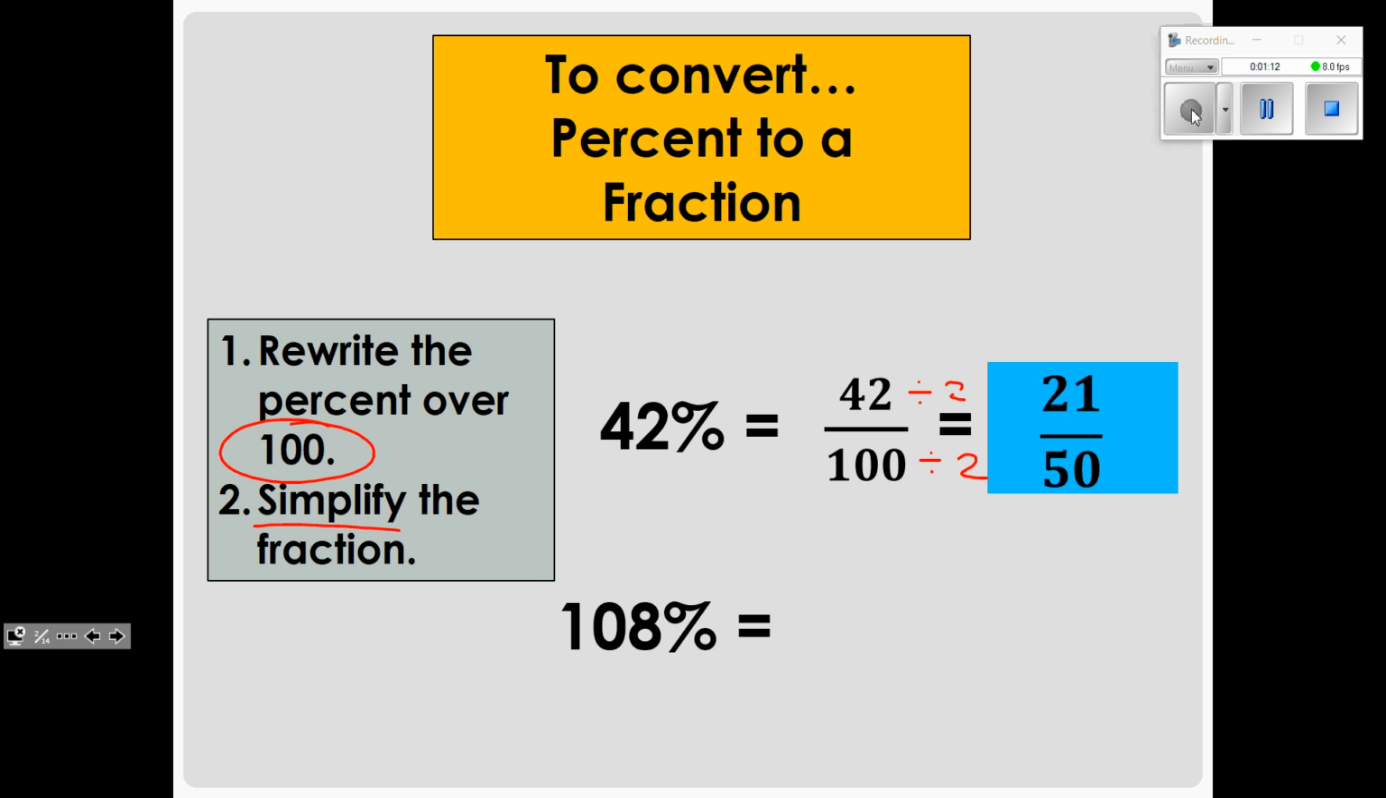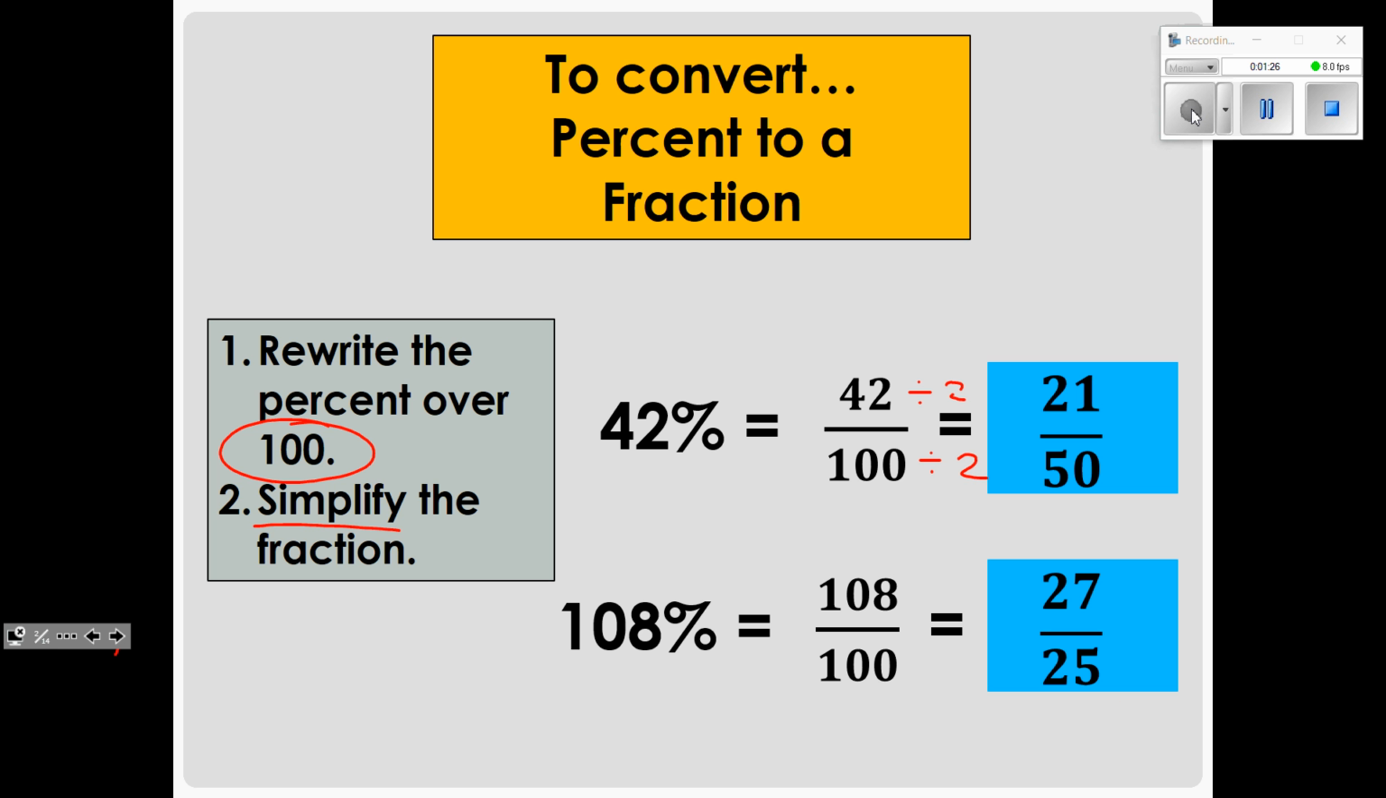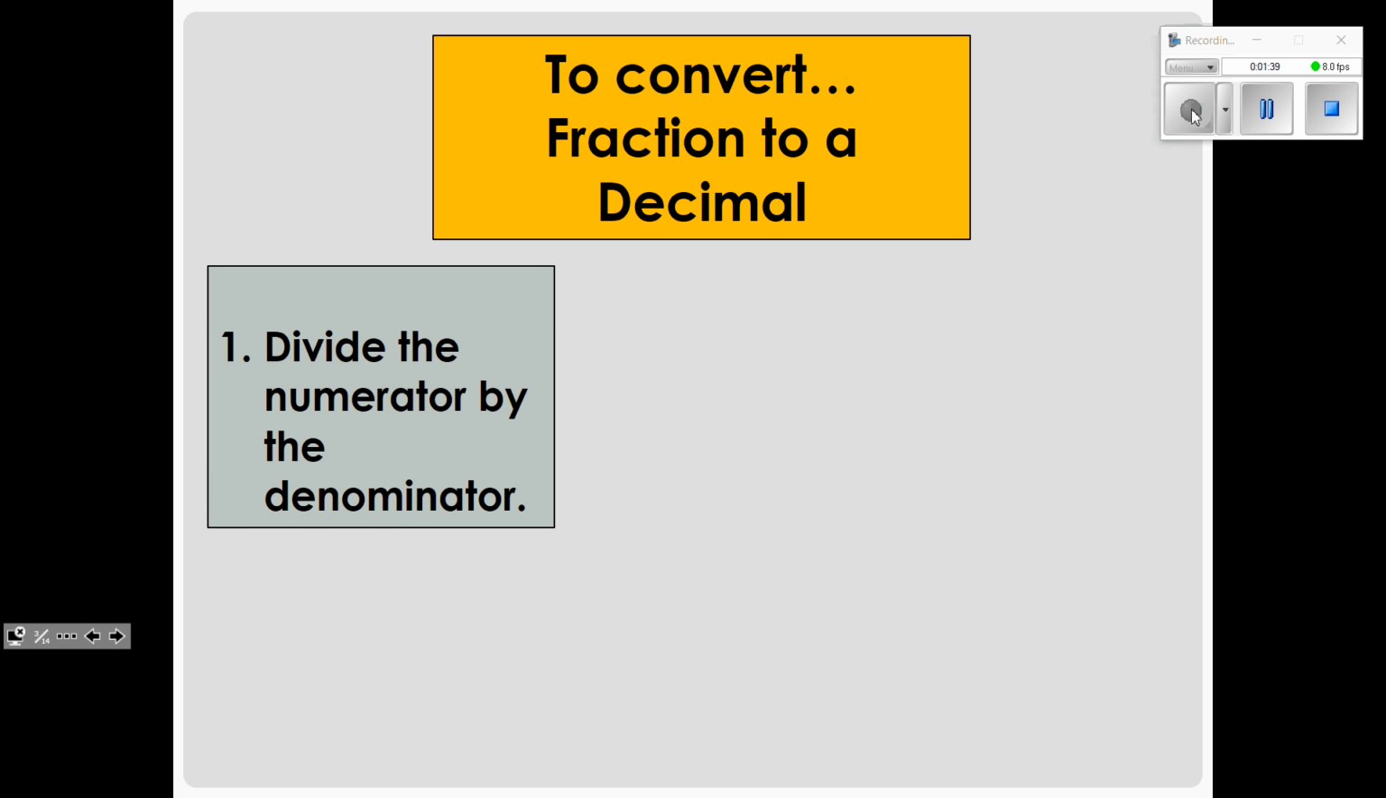108%. Sometimes the percent is more than 100, but you're still going to always write it over 100. So that would be 108 100ths. And then when we simplify and we divide them both by, I believe, 4, you're going to get 27 25ths. And we can leave it as a simplified improper fraction. So percents to fractions, just write the number over 100 and simplify.